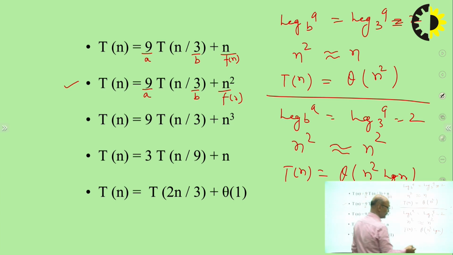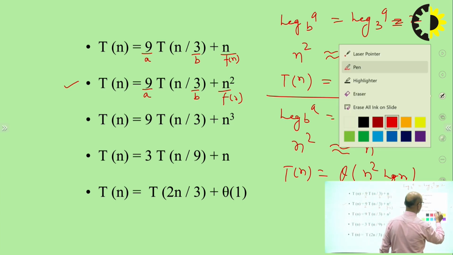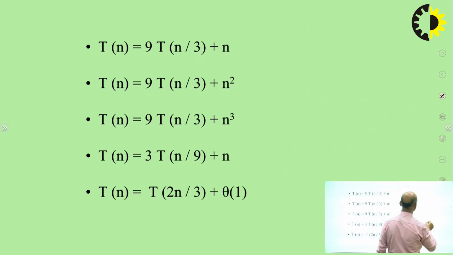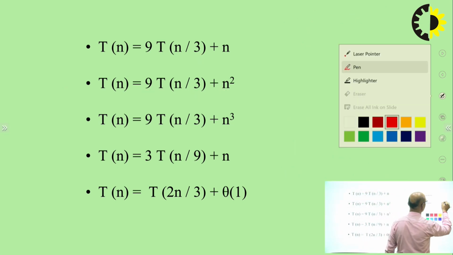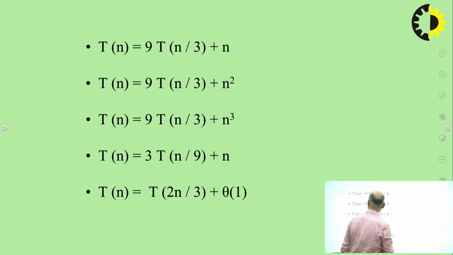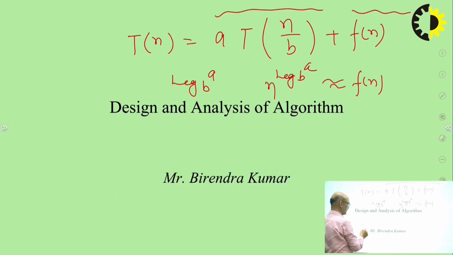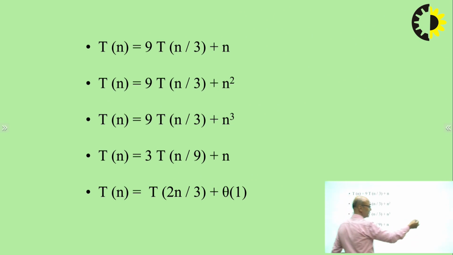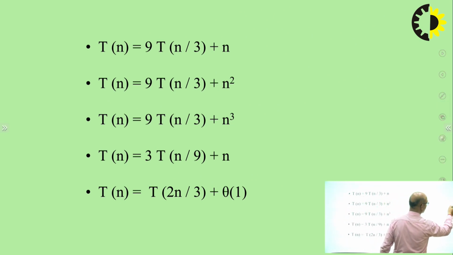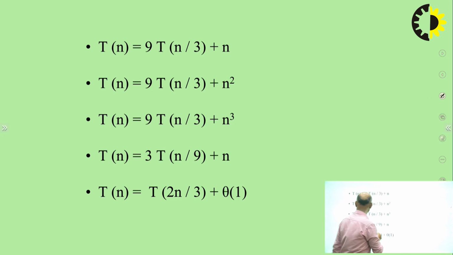Now coming to the third example. T(n) is equal to 9T(n by 3) plus n cube. This is again a, this is again constant b, and this one is f(n).